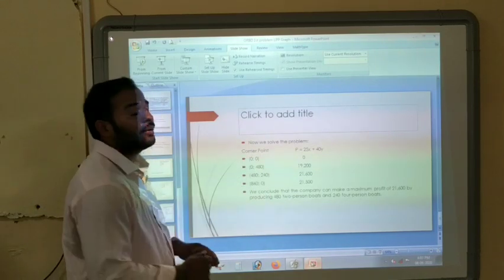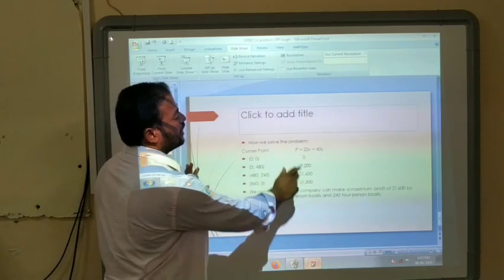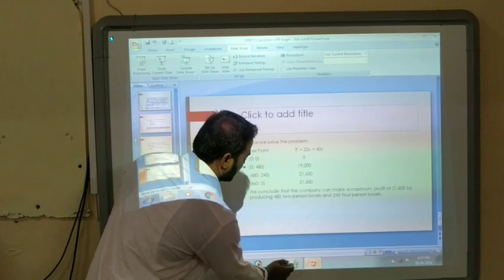Now we are putting these values into the equation P is equal to 25x plus 40y.